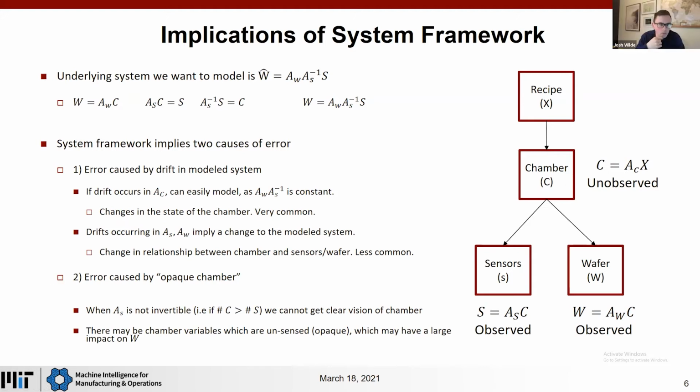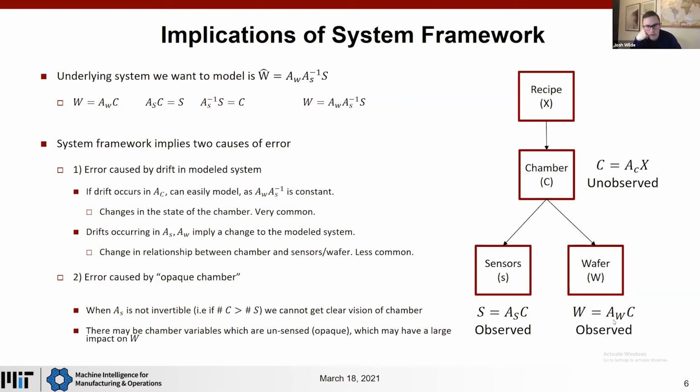Chris, can I ask you about that? So I guess I'm wondering where measurement noise comes in here. You're talking about drifting noise, but how do you measure measurement noise?